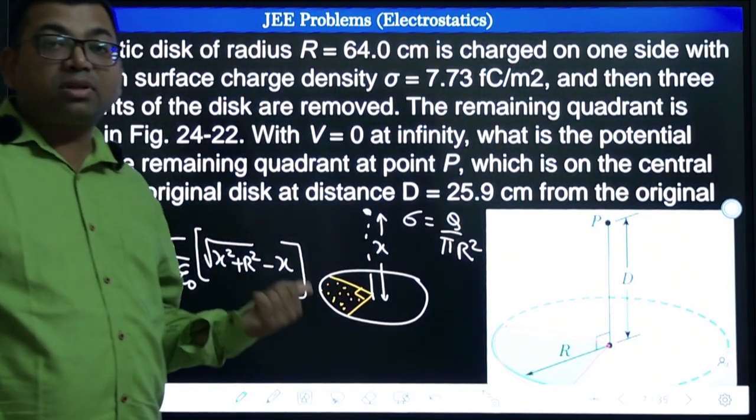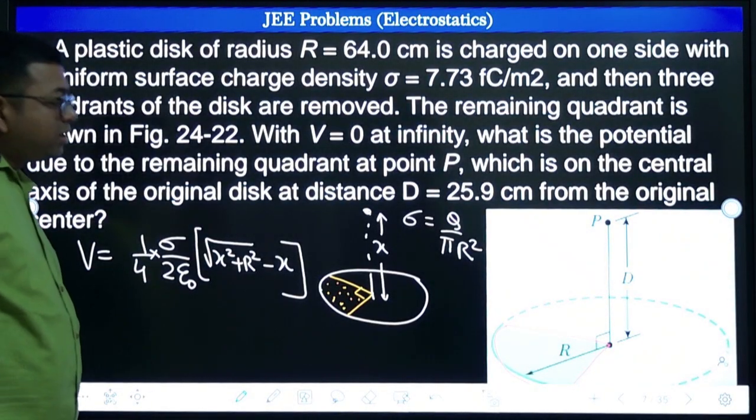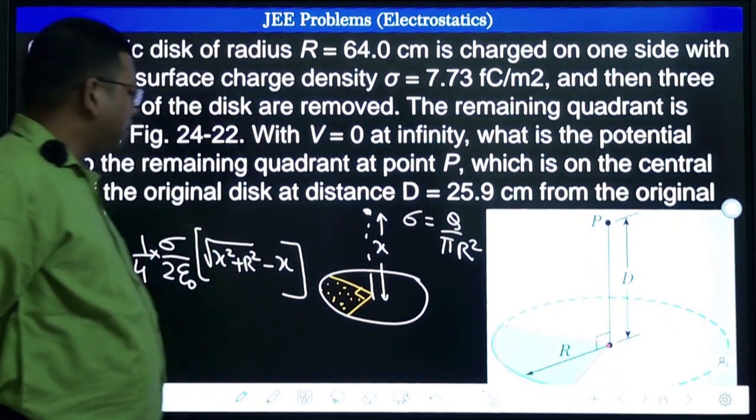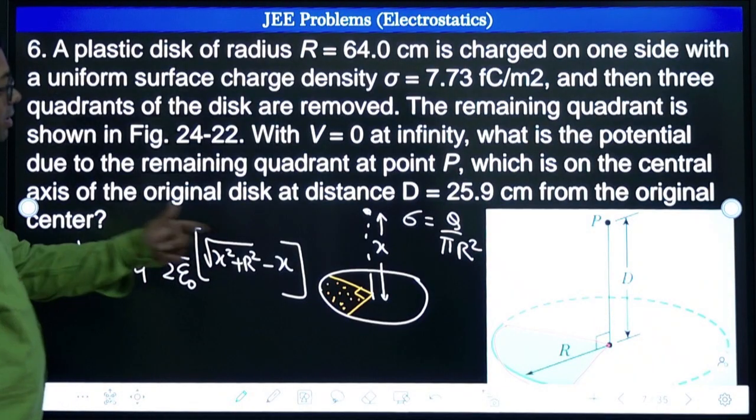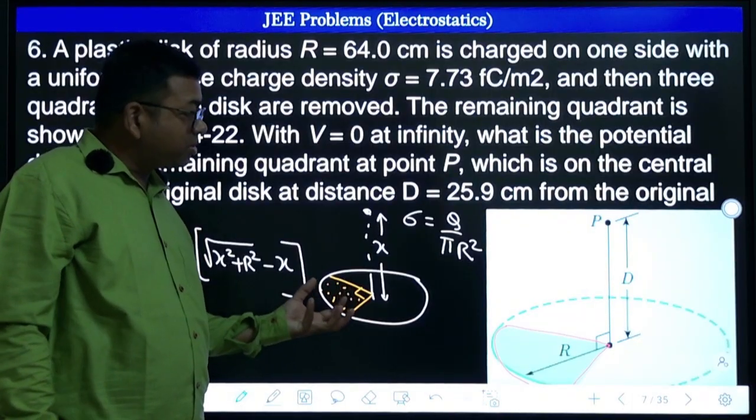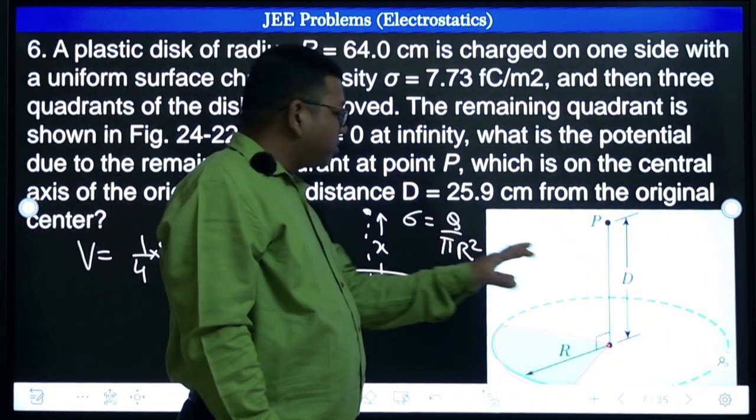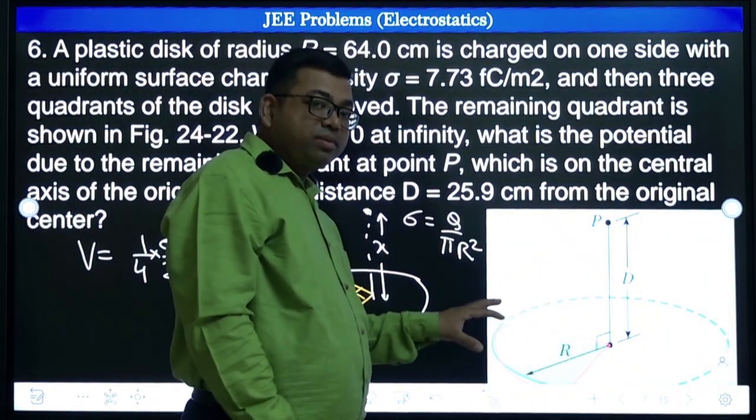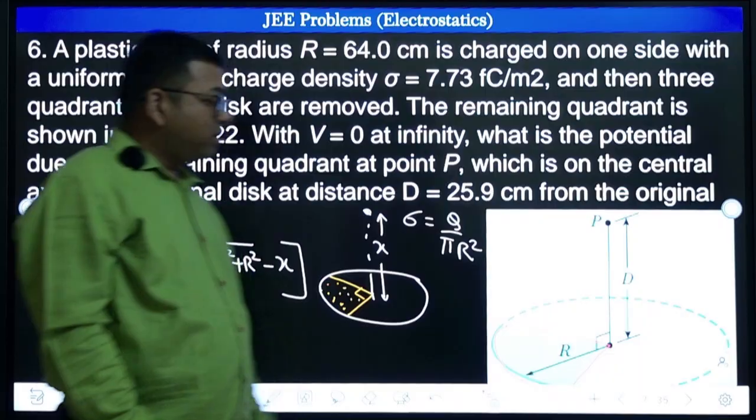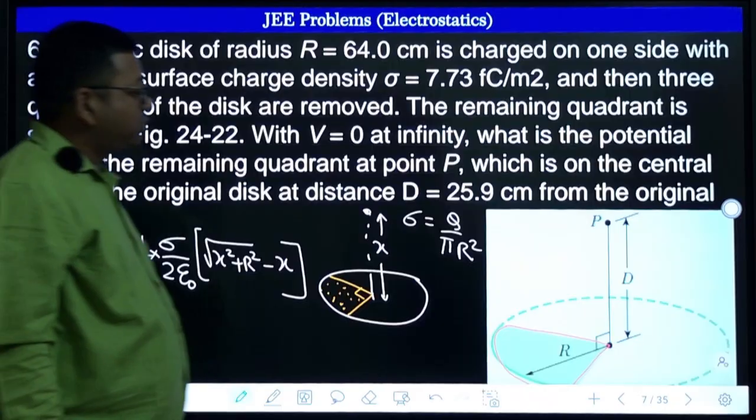There can be confusion here, so we'll make this confusion clear. One fourth we will take. If it is half, then we should take half, right? You may say that sigma is not changing, but the total amount of charge is changing, right? So the total amount of charge was equally spread. Now here the charge has become one fourth of that, correct?